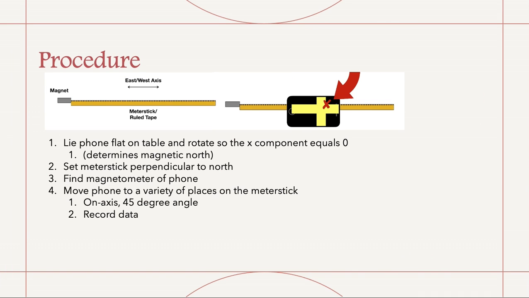The first part of the procedure is to determine the direction of magnetic north, which is crucial for the experiment. To do this, we will lay the phone flat on a surface and rotate it until the x component, according to the magnetometer app, is equal to 0. We then set the meter stick up so that the stick is perpendicular to north. Next, we slide the phone perpendicular to the meter stick in both the x and y direction to locate the magnetometer of the phone. Lastly, we move the phone at a variety of distances along the meter stick on axis at a 45-degree angle and record these values.